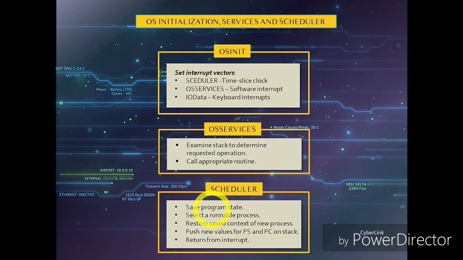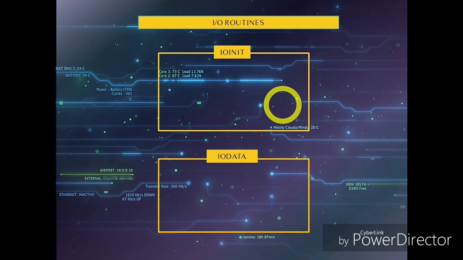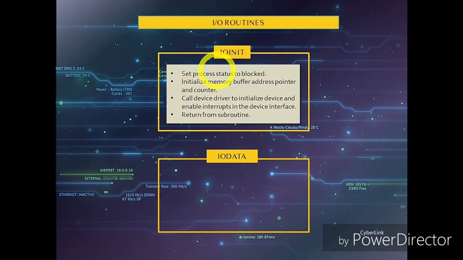The scheduler saves the program state, selects a runnable process, restores the saved context of the new process, pushes new values for PS and PC on the stack, and returns from interrupt. Next, the I/O routines. When an I/O operation is in progress, the program that requested it cannot continue execution. Hence, the I/O initialization sets the process status to blocked, initializes the memory buffer address pointer and counter, calls the device driver to initialize the device and enable interrupts in the device interface, and returns from subroutine.